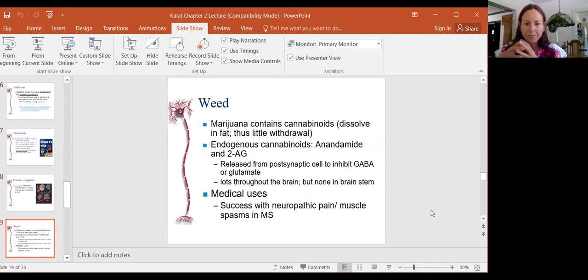GABA or glutamate. There's a lot of them throughout the brain, but there's none in the brainstem. Now that's important, because if it's not in the medulla and it's not in the pons, and it's not in that area of the brainstem, then it tends not to be lethal.